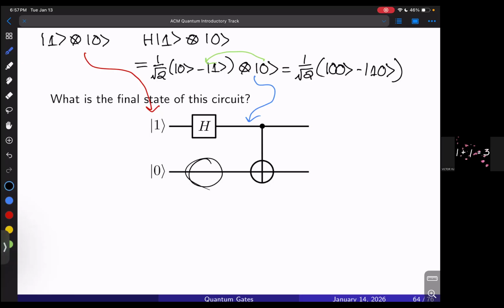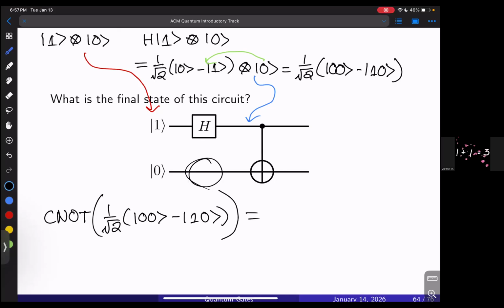Okay, and the reason why I did that is to make the C naught a little easier. So if I were to apply C naught onto this state, 1 over root 2, 0, 0 minus 1, 0. What would that get? And remember, the linearity still upholds, meaning that the C naught can go here, C naught can go here. So if you remember the table from the last slide, it should be easier. It would be 0, 0 minus 1.